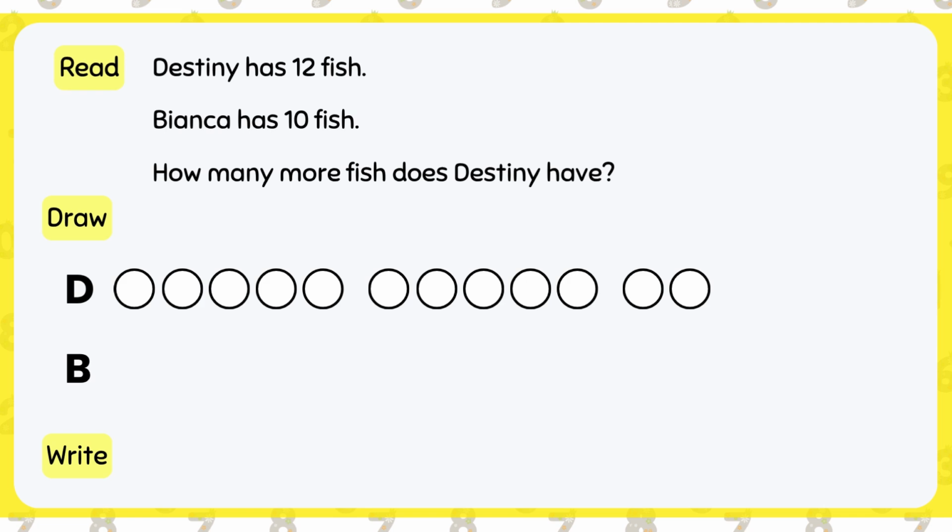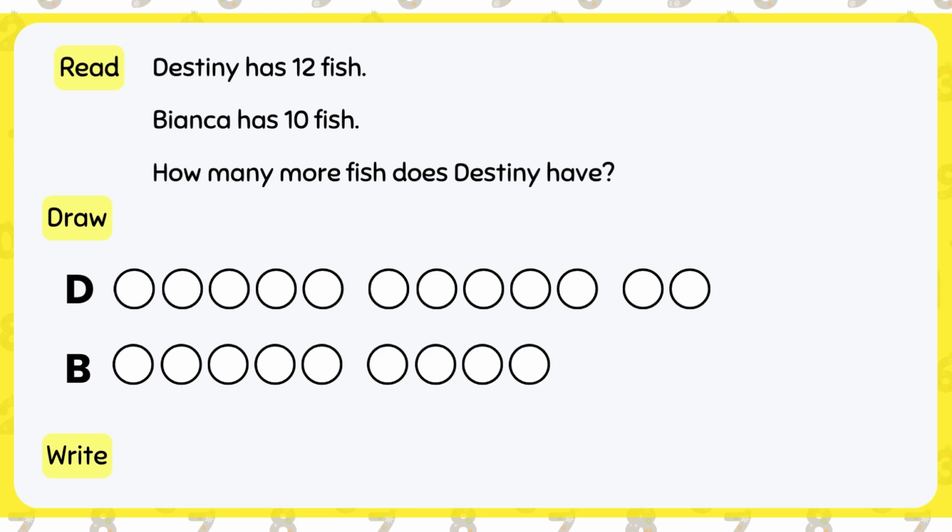Can you count with me as I draw 10 fish? Okay. 1, 2, 3, 4, 5, 6, 7, 8, 9, 10. Oh my goodness. So organized. Do you see how, because I labeled it with the letter D and the letter B, it's very neat and tidy and very organized and definitely matches what I read about in the story.